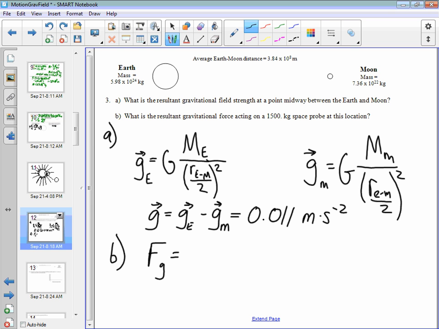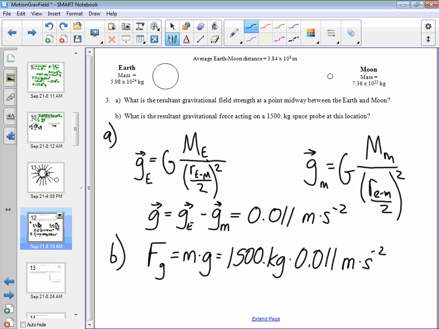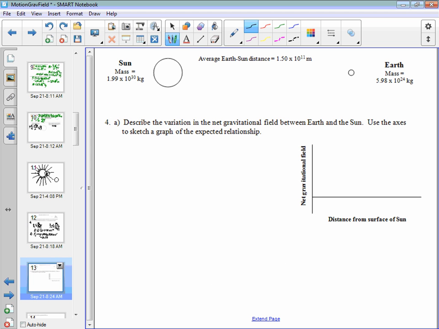Well, F sub g, which is equal to m times g. That's going to be 1,500 kilograms times 11,000 meters per second squared. I end up with 16. So at that point, you've got like a 1.65 kilogram object feeling the same gravitational force on the surface of the Earth as a 1,500 kilogram object would feel at that point. So, pretty cool.